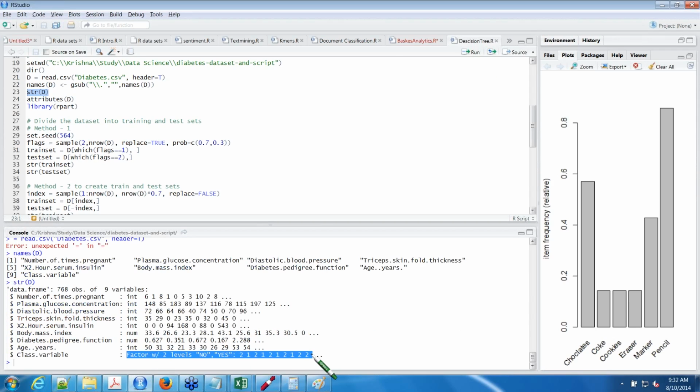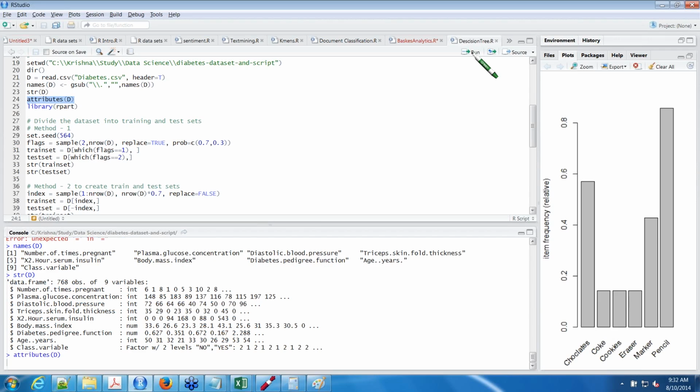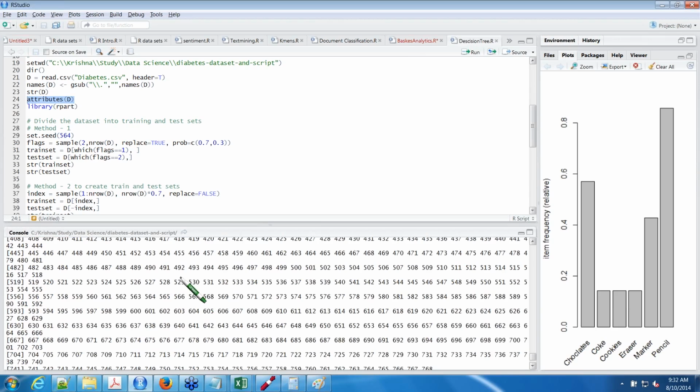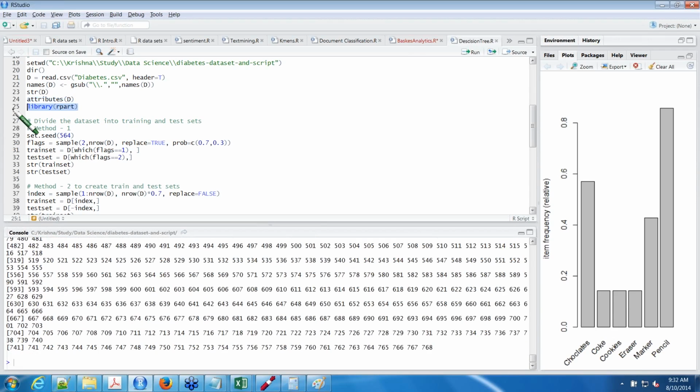Can everyone see it's called factor variables? Always the class variable should be a factor. It should not be numerical or any other type. For decision tree or classification, the target variable should always be a factor variable. The other columns show 9 variables and 768 observations. What the data types are and how the data is spread, all the details you get when you use str. The attributes of D will give you the number of rows available in that file. Now I am going to use rpart.